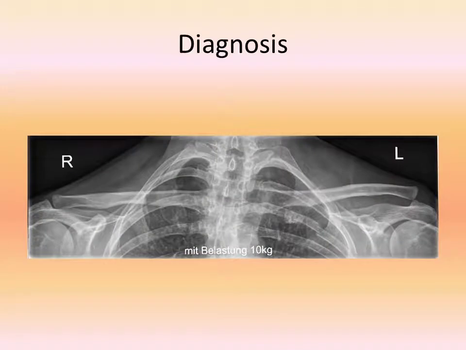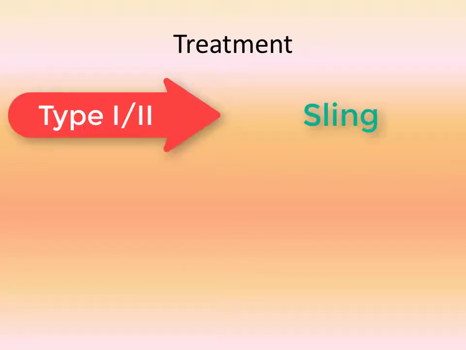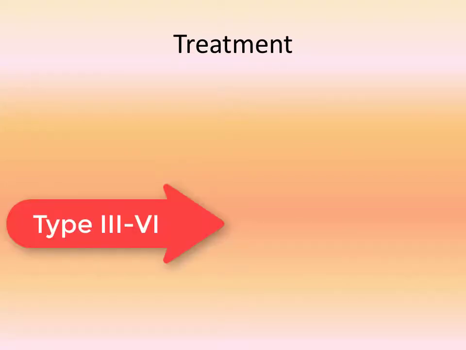An X-ray will be performed to rule out fracture in the area and will also be used to diagnose the injury type or severity. In the case of treatment, both type 1 and 2 are going to be conservative, and usually the patient is placed in a sling. Type 3, 4, 5, and 6 are going to require surgical repair.